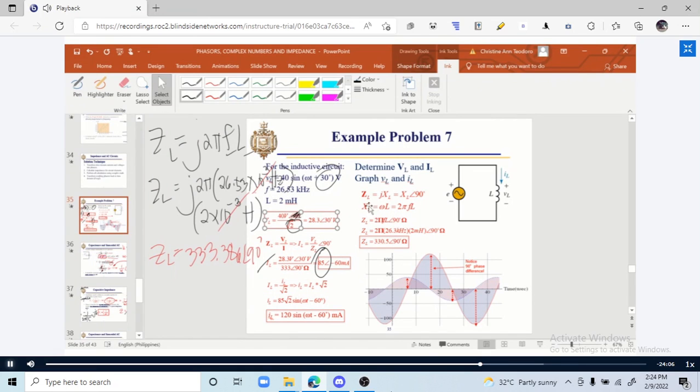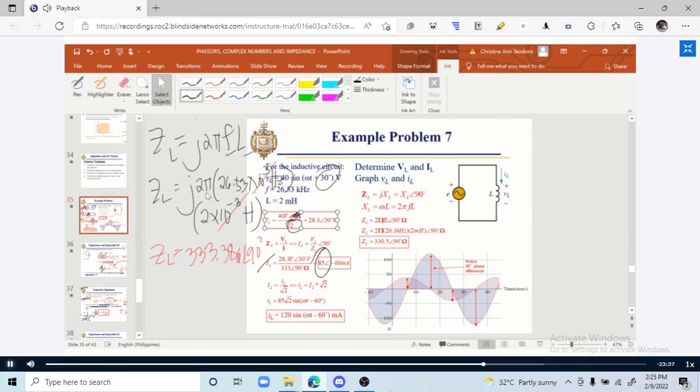The ZL now is equal to our jXL, correct? But we don't have an XL. So how can we get XL? XL is equal to omega L, but we don't have the omega. Correct? So we can now say that XL can also be equal to 2 pi FL. We have F, which is 26.53 kilohertz, and we have L, which is 2 millihenry. So just substitute. We have 2 pi multiplied by 26 point.